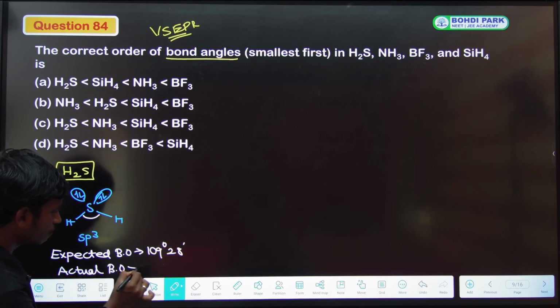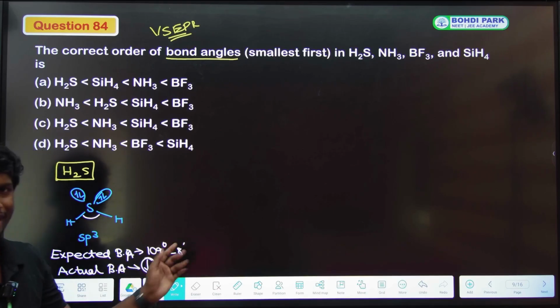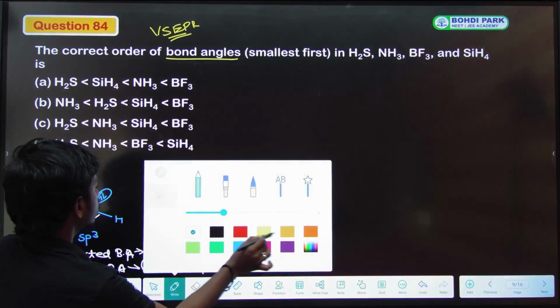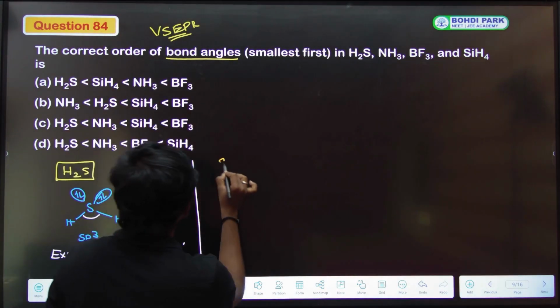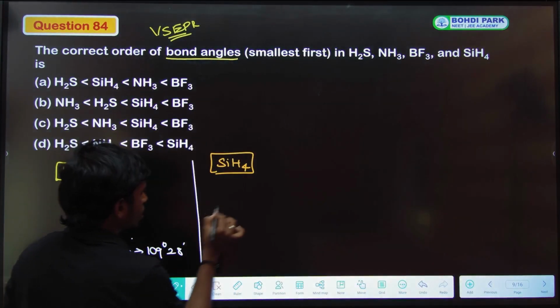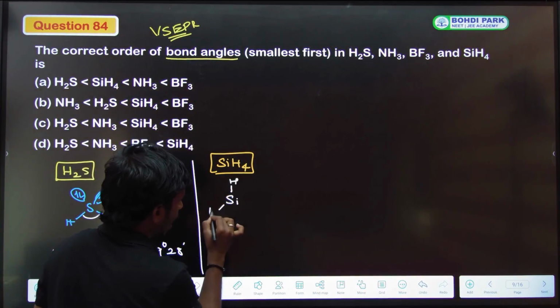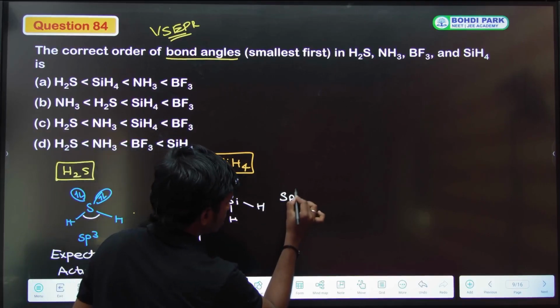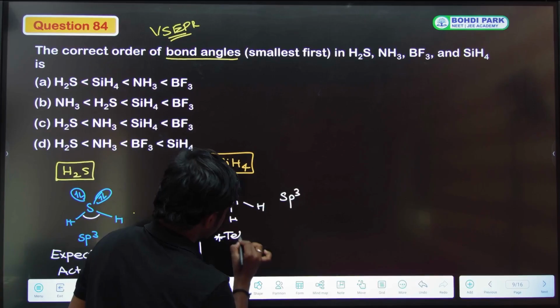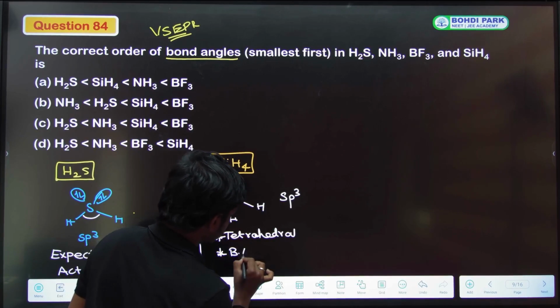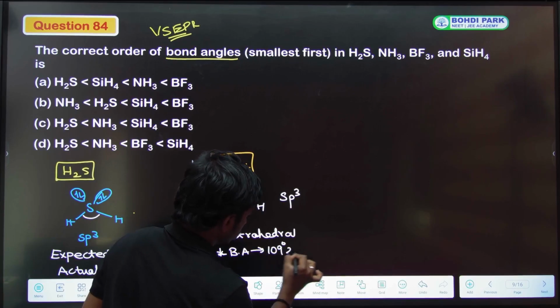but the actual one will be less. Actual bond angle will be less, குறைவா இருக்கும், 109 இருக்காது, குறைவா தான் இருக்கும். ஓகேவா? ஏன்? அடுத்து பார்க்கலாம். The next one is SiH4. So silicon, hydrogen, hydrogen, hydrogen, hydrogen. This is sp3 hybridized, which means it is a tetrahedral shape. In tetrahedral shape the bond angle will be 109 degree 28 minutes.